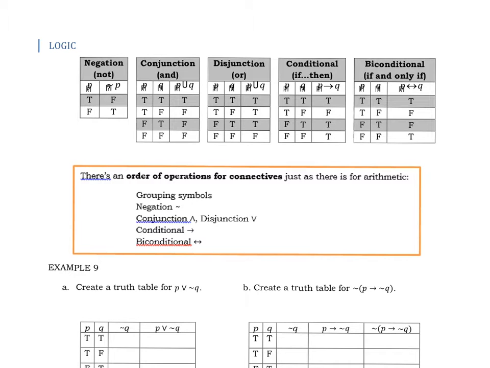Okay, this is logic, example 9. We have a bit of an issue with some symbols. So in this particular chart right here, this should be P, and then the negation of P. In the conjunction, I should have P, Q, and then P conjunction Q. The disjunction, I should have P, Q, and then P disjunction Q. And then P, Q, if P, then Q, then P, Q.